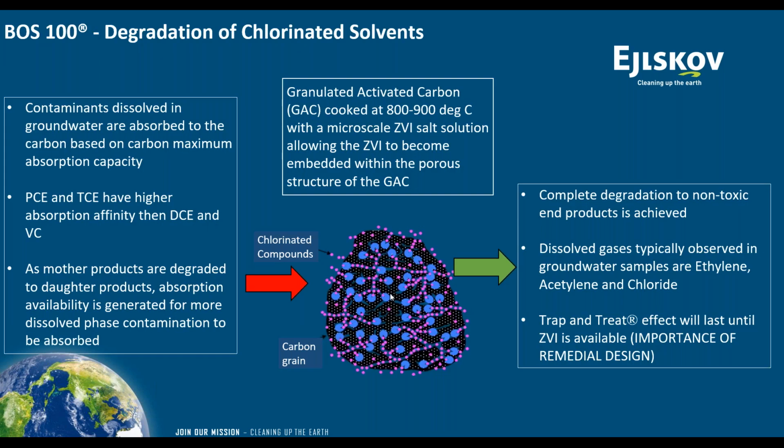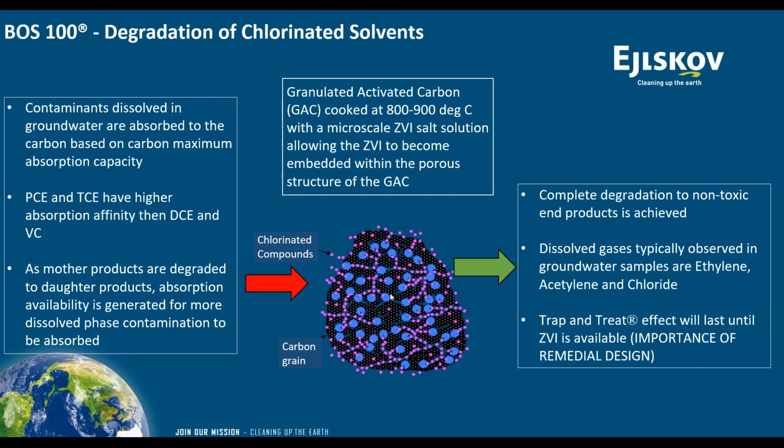The 2 technologies used for the project, for those that may be familiar, could be just a refresher, and for those that are new, an introduction. The site was, as discussed, mostly done with Cat 100, but Cat 100 is built upon the technology called BOS 100, which is an abiotic in situ technology used to degrade chlorinated solvents.